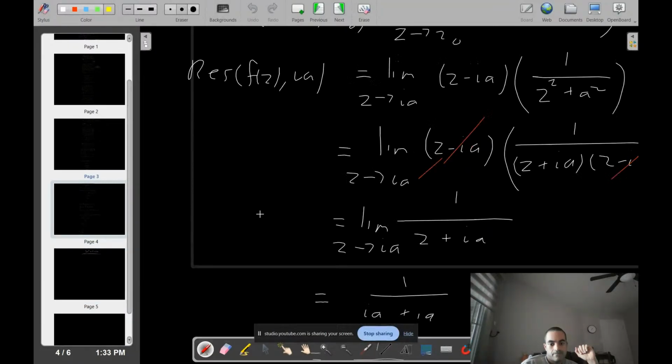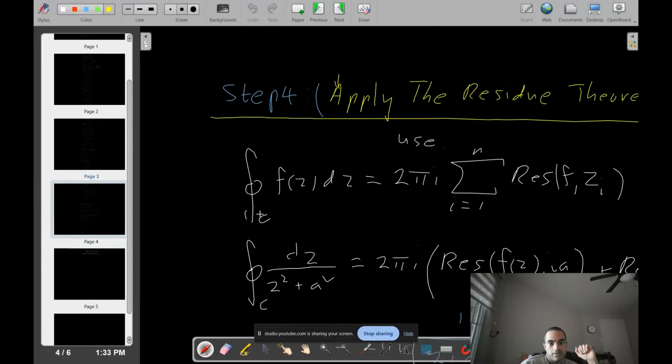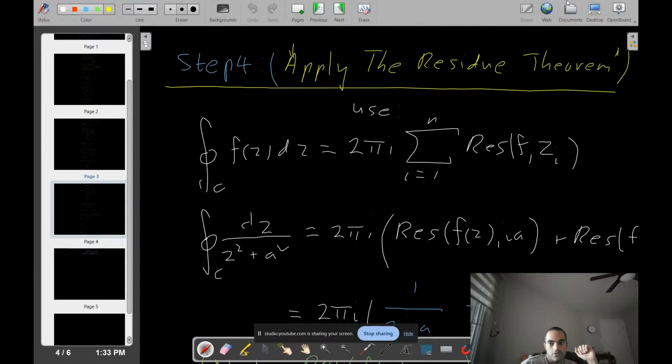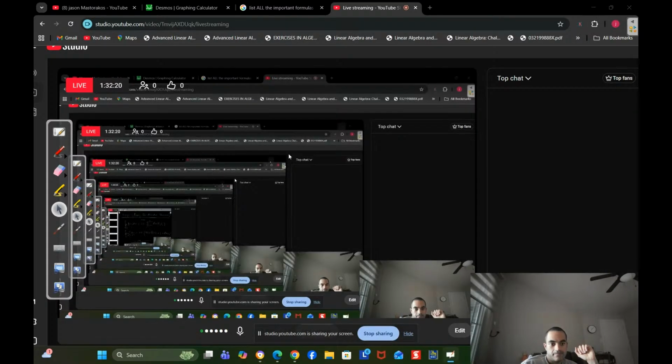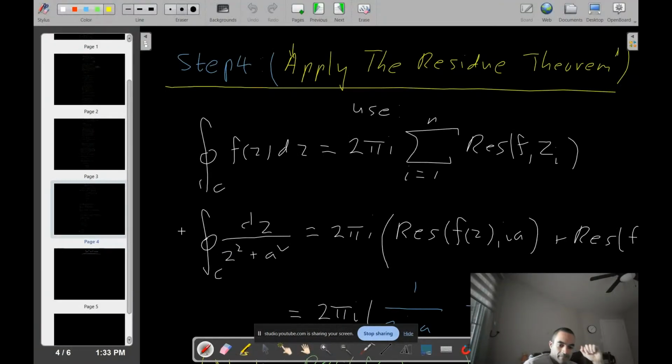So now that we know that, the last thing is to apply the residue theorem. I love this theorem. Doesn't it look cool? Our loop integral of f of z dz equals 2 pi i times the summation from i equals 1 to n of the residue of f comma zi, where zi is exactly our point here.